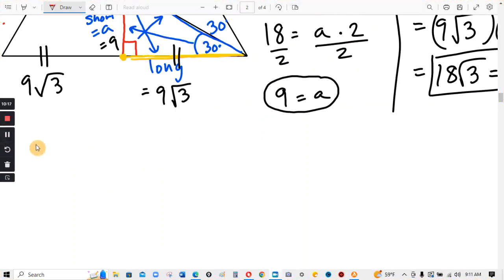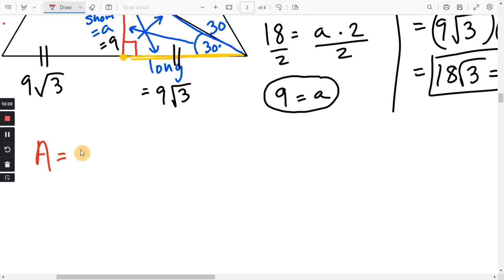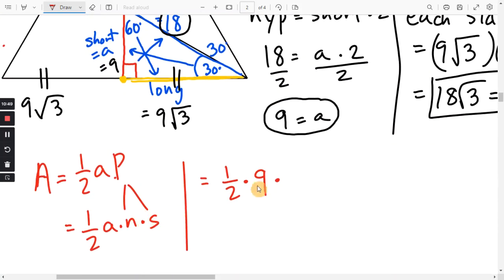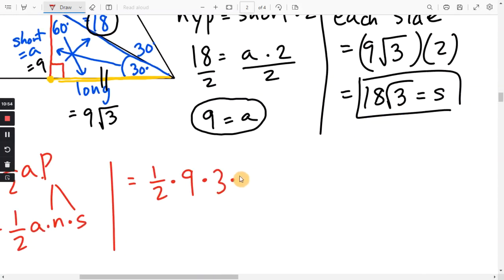All right, we know the area for the regular polygon, it's 1/2 apothem times perimeter. And that's going to be 1/2 apothem, and perimeter is number of sides times each side length. Okay, so that's going to be 1/2. Apothem we said was 9. Number of sides n, well, it's a triangle, so number of sides n is just 3. And S we said for each side was 18 radical 3.